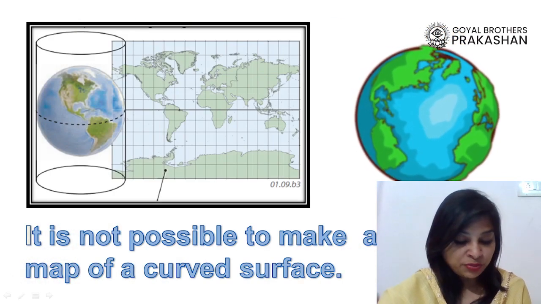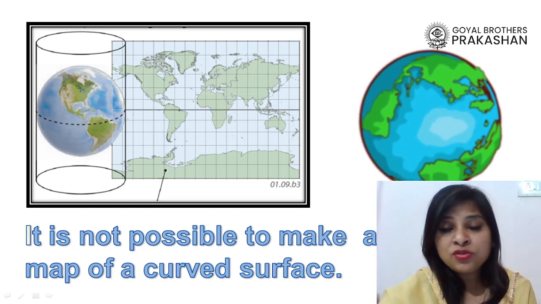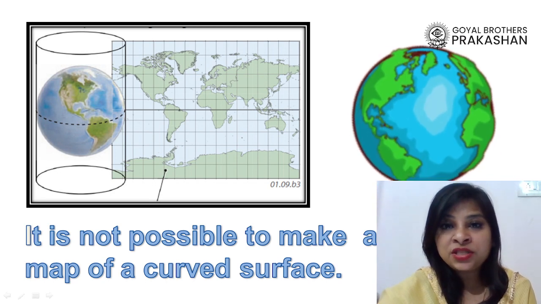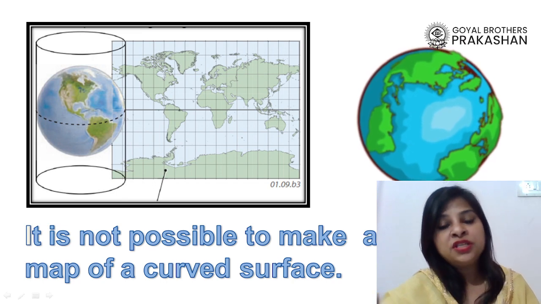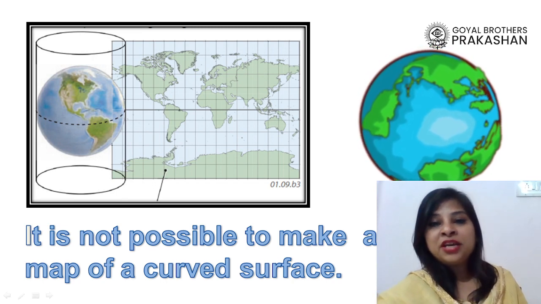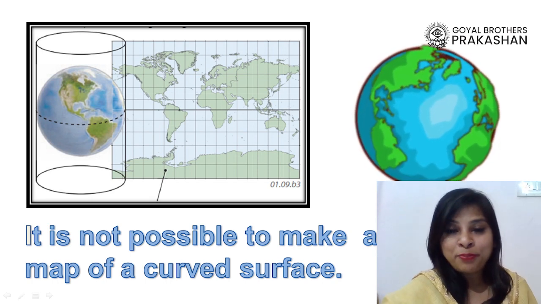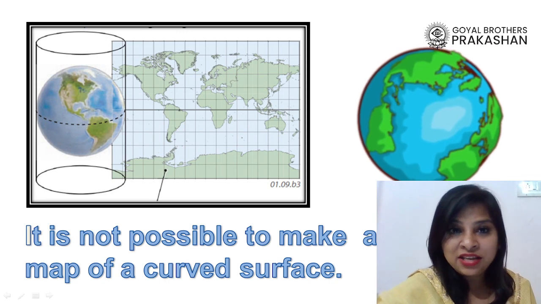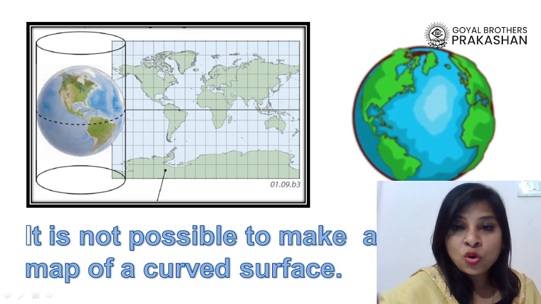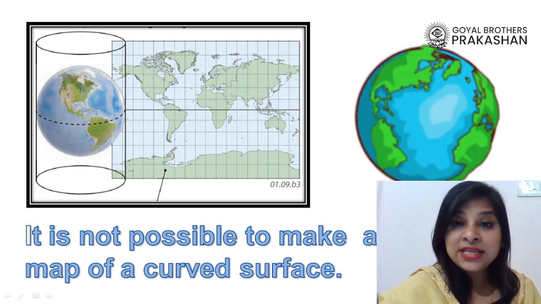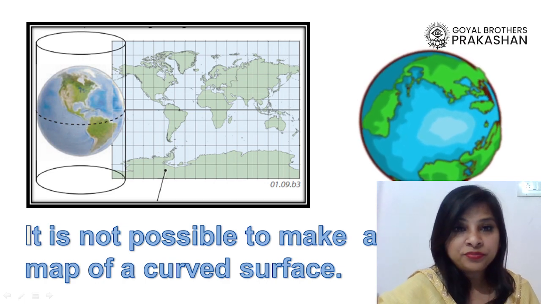Now, it is not possible to make an accurate map of a curved surface. The Earth is round, it is a sphere. So what do we do? We make it on a flat surface, that is on a paper. You can see the flat paper on your screen, the image where the map of the world is shown, to make it easier for us to learn, to locate, and so on.